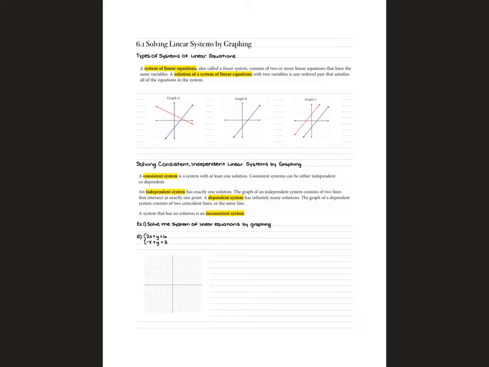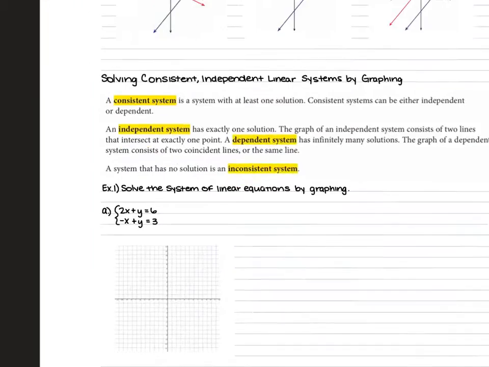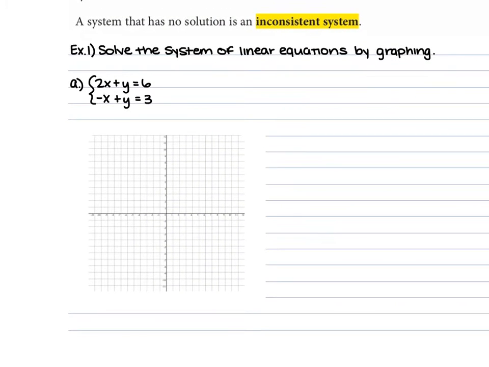6.1 Solving linear systems by graphing. When we are solving systems and we graph, where those two lines intersect on our graph is our solution. So if we look at some examples, like example A, they give us 2x plus y is equal to 6 and negative x plus y is equal to 3.